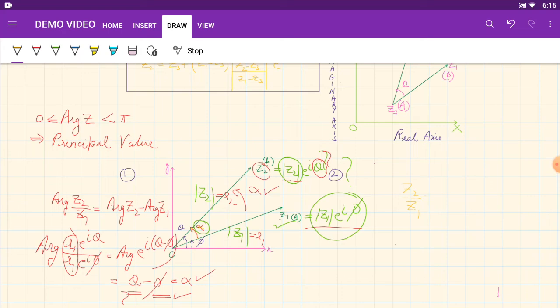So Z2 by Z1 would be modulus of Z2 upon modulus of Z1, and that is e to the power iota, this one is theta minus phi. Isn't that right? Achha. So I think this is not so clear. I'll make use of a different pen, a darker pen, perhaps.